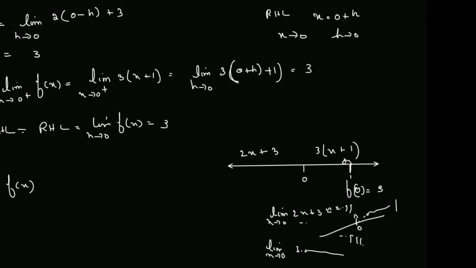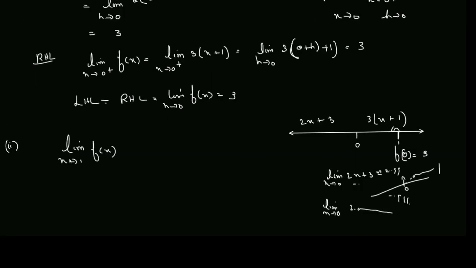Left of 1 means very close to 1. So the function which is very close to 1 is 3 into x plus 1. Left of 1 and right of 1 also you take the same function. You won't go to this function at all. We are not using it at all because it is very far. It is left of 0 and right of 0. So left of 1 and right of 1, we have to take this function.